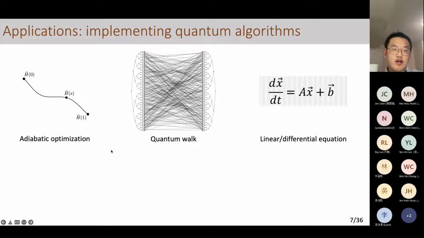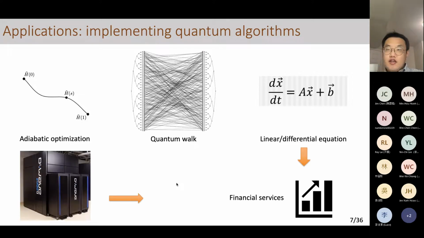The optimization problem or the linear differential equation problem can also have applications in different kinds of financial services. So that's why recently JP Morgan built their own quantum team to develop different kinds of quantum algorithms to solve financial tasks.